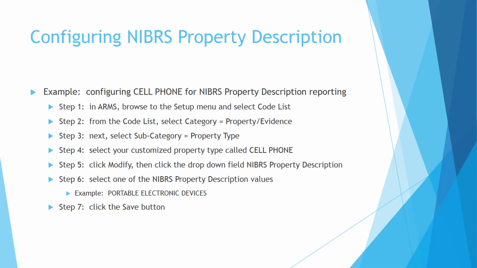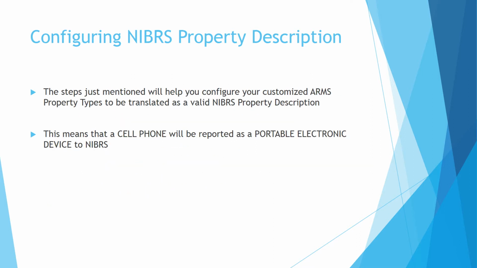Now we just need to perform this function for all of our property type codes, and once again, it's just going to speed up the process. And once we have completed those steps, anytime an officer puts a cell phone into a case report underneath stolen property or whatever the case may be, when NIBRS looks at that case report, it's not going to see a cell phone, it's going to see a portable electronic device.